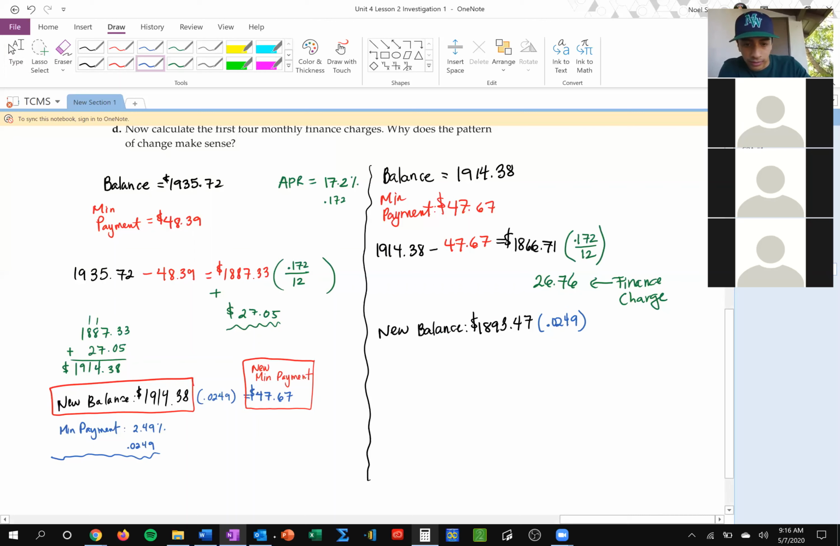So let's see, 1893.47 times 0.0249. Okay, so now the minimum payment is $47.15, if we round that. Okay, so now we have this as our new minimum payment. And here is our new balance.